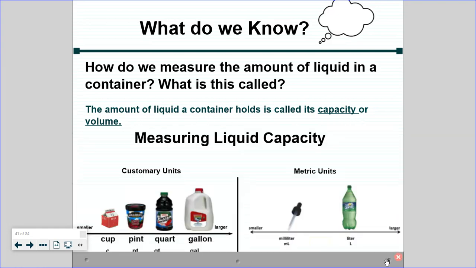So we learned that there are two systems that we can use, two unit systems, when we measure capacity. One is customary units, and those customary units are cups, pints, quarts, and gallons. And these are the units we typically use in the United States. The other system is the metric system, and the metric units of capacity are milliliters and liters, and those are the units that are used pretty much around the rest of the world.